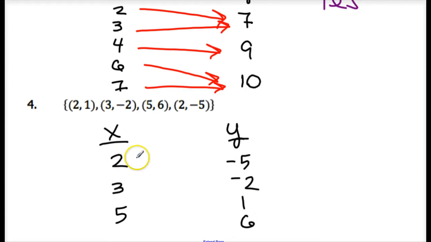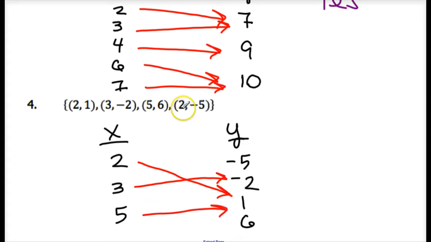So I see 2 corresponds to 1, 3 corresponds to -2, 5 corresponds to 6, and then 2 also corresponds to -5. As soon as I draw a second arrow from any of these x values, in this case it happened to be the 2, you know that that's not a function, because each input can only have one output. 2 in this case has 2 different outputs, -5 and +1, and that is not allowed for functions. So this one is not a function.